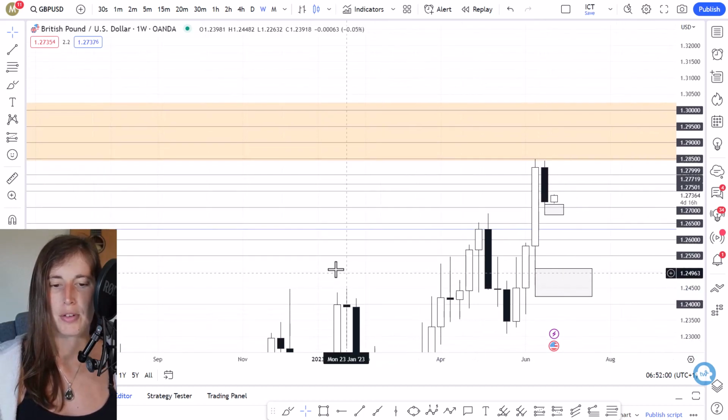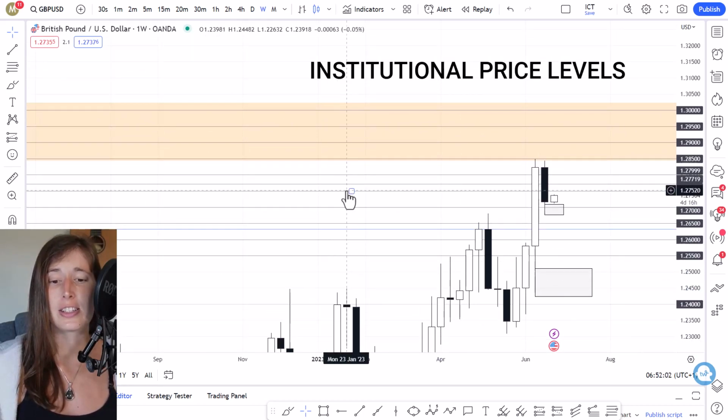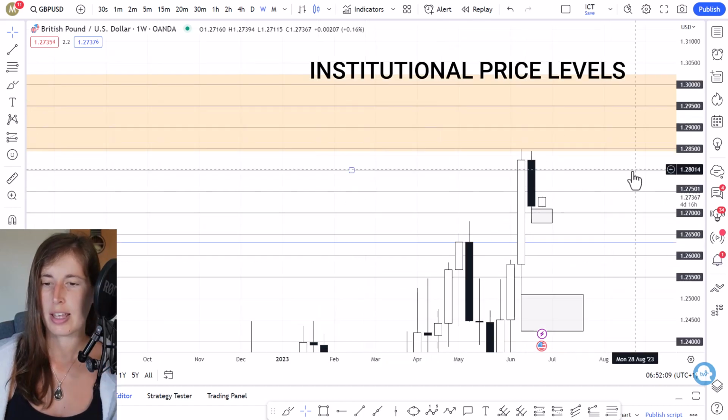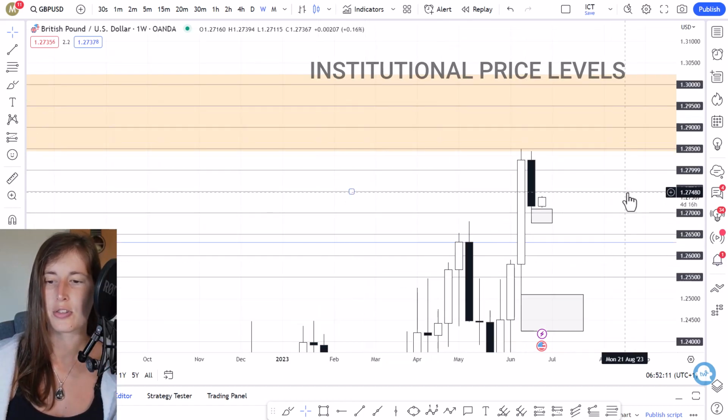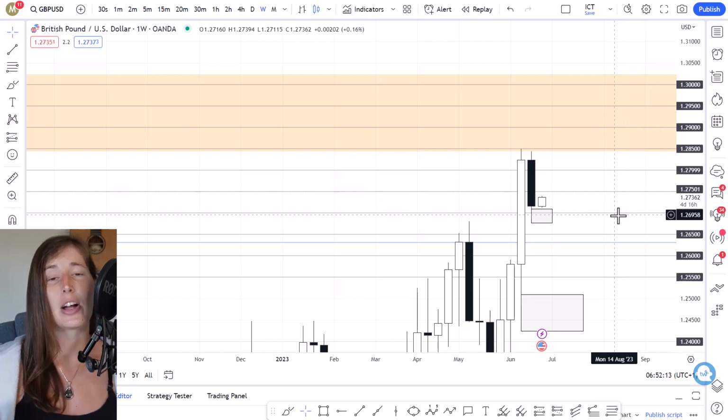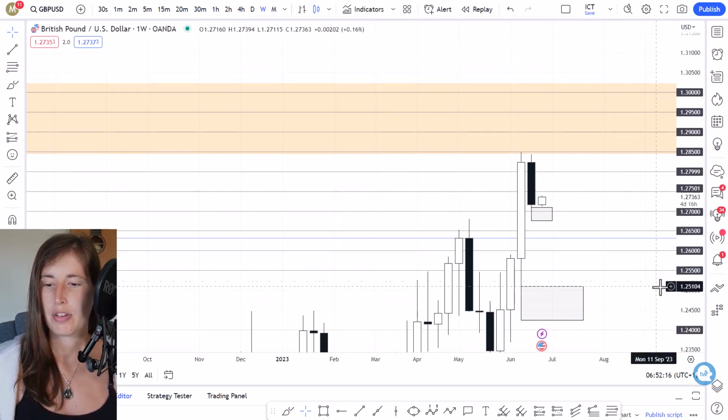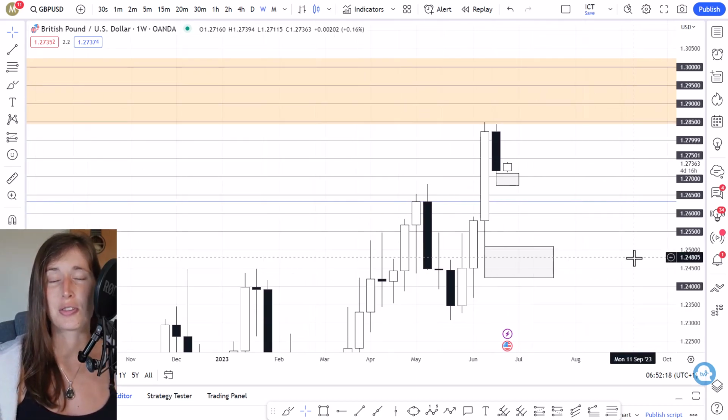And as I said before, these black horizontal lines are all institutional price levels. They are plotted at the half dollar and the whole dollar levels, which can be very significant for where institutions place their orders and where there might be liquidity sitting in the market.